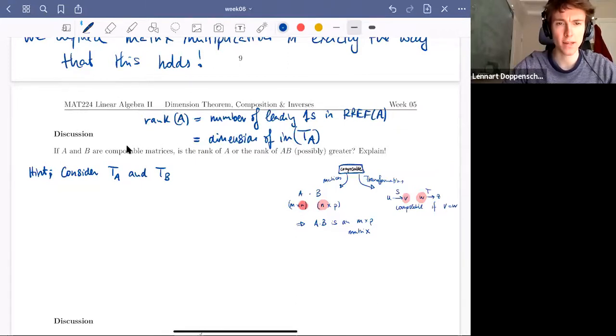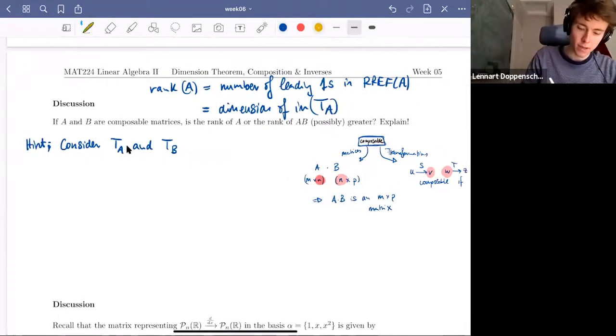Zach said that A has a greater rank, or the same, and that's correct. The rank of A is always greater or equal than the rank of AB. So now the question is, how can we show this? Let me write down the claim. The claim is that the rank of AB is always going to be less or equal than the rank of A.